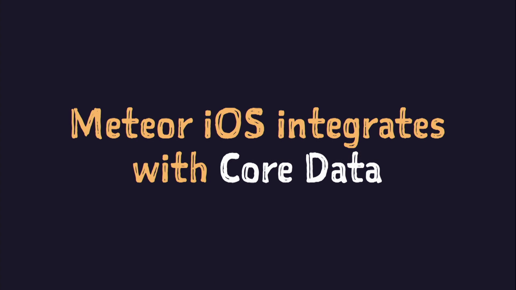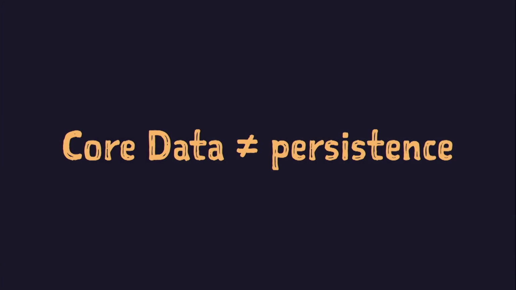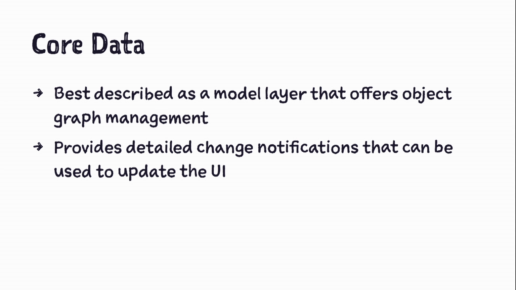The local cache also supports live updating queries. And in Meteor iOS, this is done through core data. For those of you not familiar with iOS development, core data is an Apple-provided framework. A common misunderstanding is that core data is like a database. Core data is not fundamentally about persistence. That's important to realize. Core data is perhaps best described as a generalized model layer, and it offers object graph management.